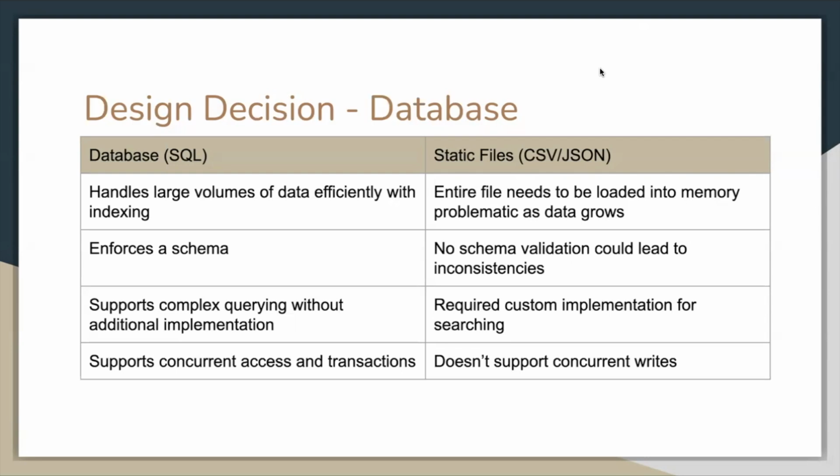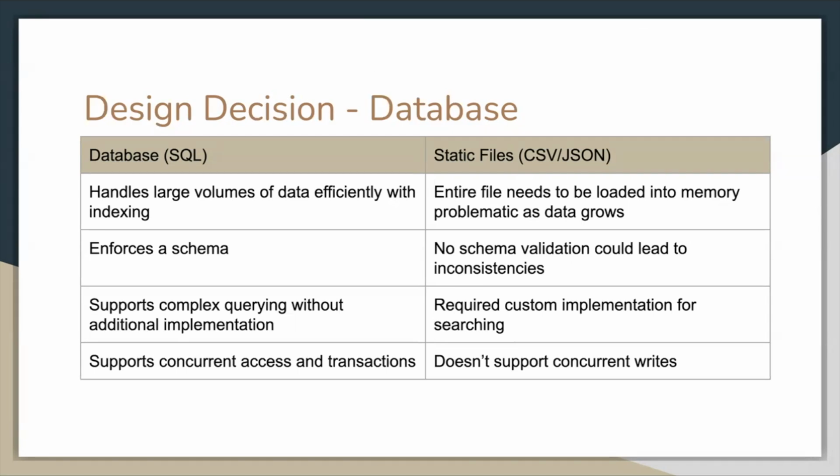So our second design decision was to use a database. Initially we were using static files in the form of CSV and JSON, and we switched over to a database due to certain advantages that it gives. Firstly, a database can handle large volumes of data efficiently with the help of indexing. In the case of static files, these files need to be loaded into memory each time, and as the size of the data grows, it gave us out of memory problems.